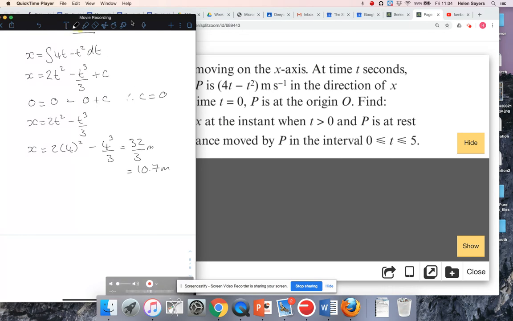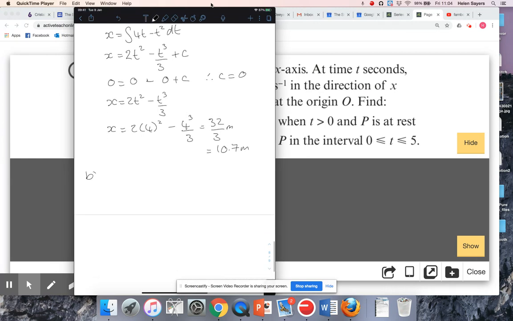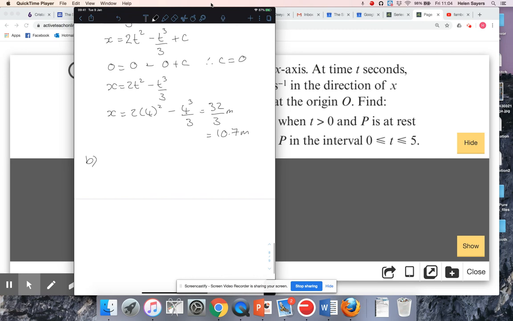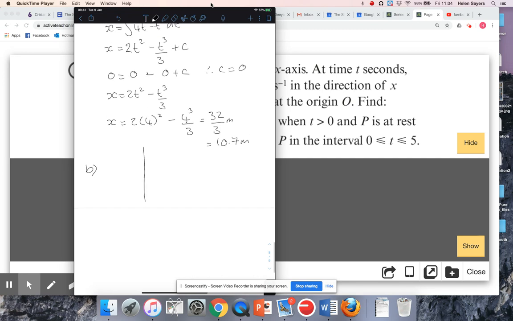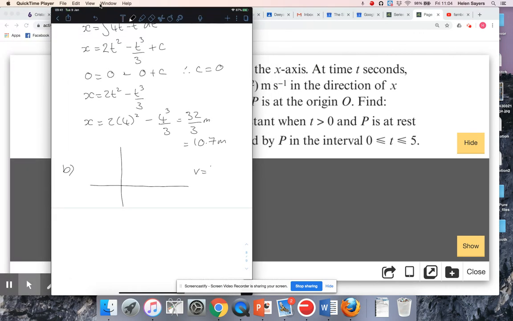Okay, now, I wasn't asked to specifically sketch velocity, but if I do that, it should clear up what the issue is. So velocity is, what was the equation for velocity? Velocity was 4t minus t squared. Okay, and we've already factorised that when we were finding when it was at rest.